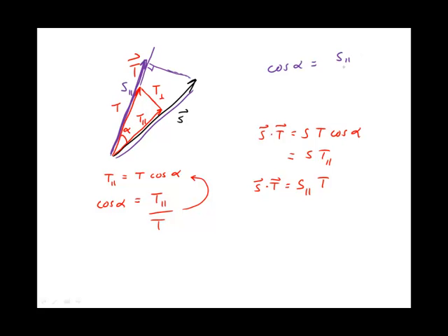Then finally, the third vector product that we're going to talk about is a cross product. And this is in fact also referred to as a vector product.